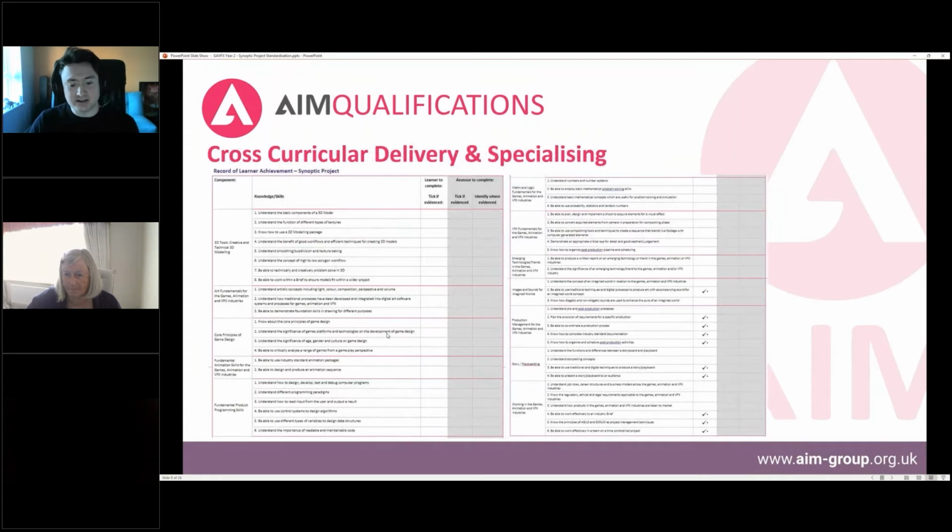Now, within the overarching exam board provided brief, you've got the mark scheme, but you've also got this record of achievement. What this has in it is all of your assessment objectives, if you look on the right, that are pre-ticked for year two. So these are all the ones that link to the synoptic project, but it also has all of your units from year one as well. So this is where the cross-curricular and specializing comes in. This is for learners and assessors to complete, to tick and highlight what skills they have shown. And this should look different for every student. Again, there's no requirement to tick all of these ones here.